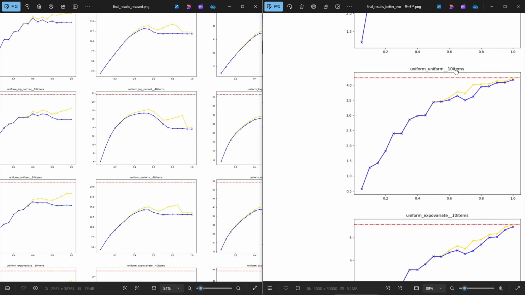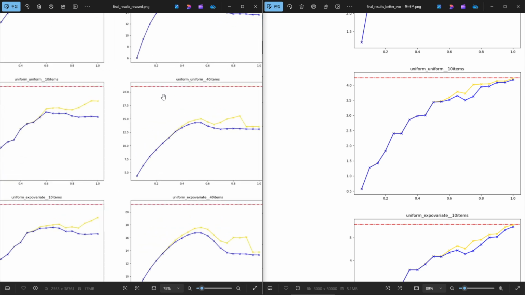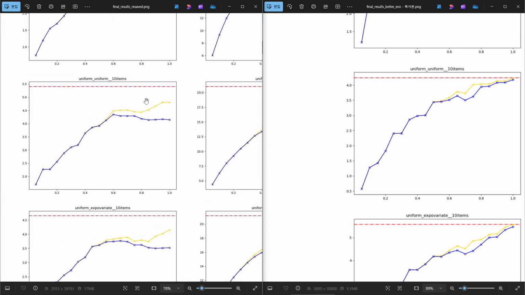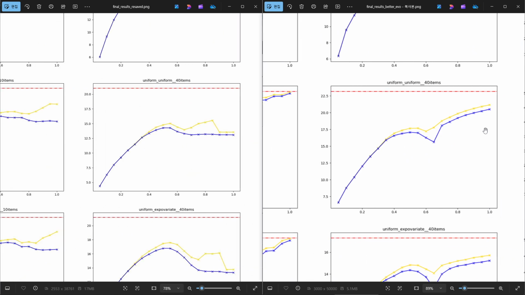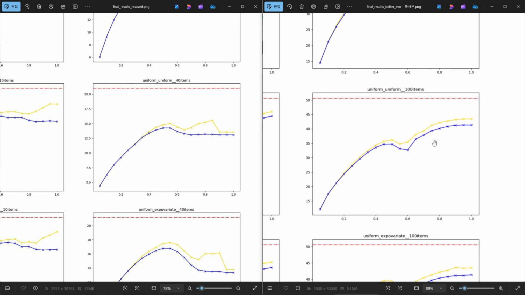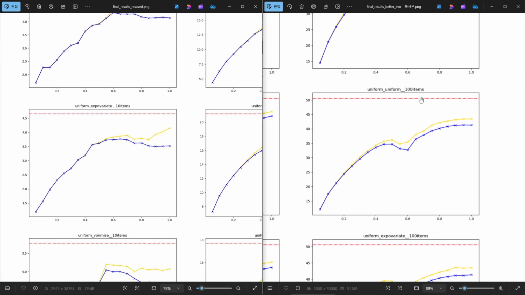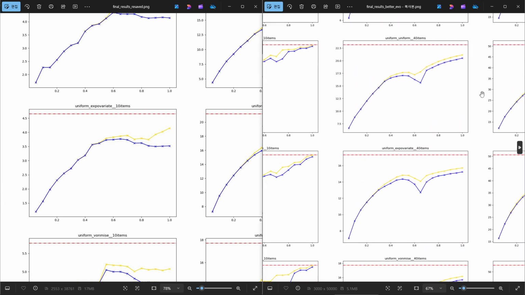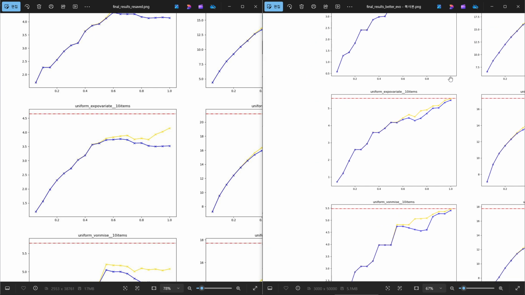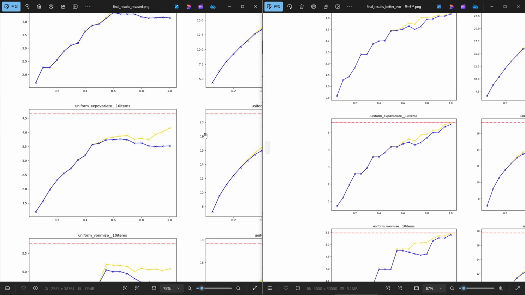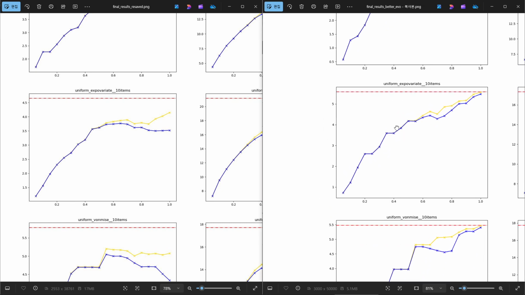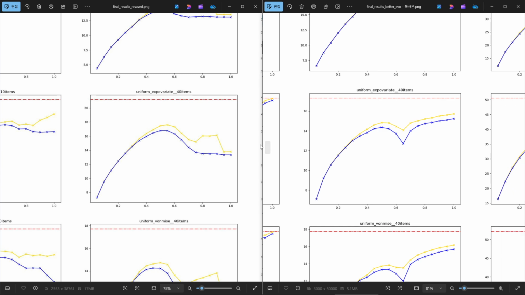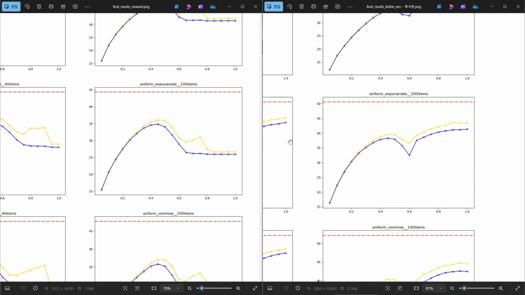I wouldn't say unusual. Uniform, 10 items. Yep. 40 items. Okay. 100 items. Okay. So everything is kind of working as expected. 10 items, 40 items, and 100 items.